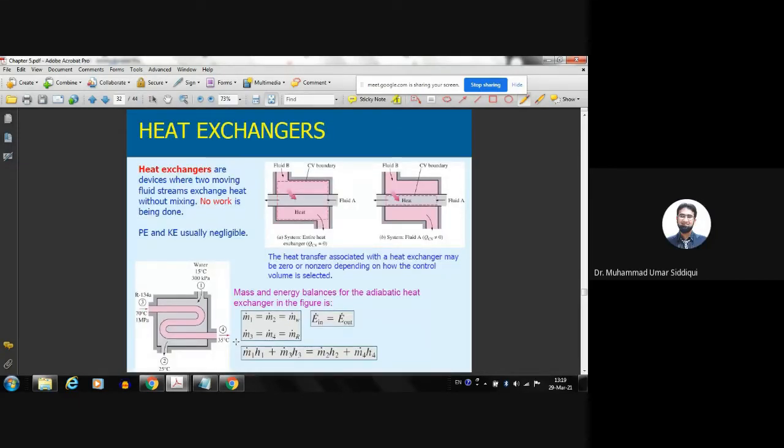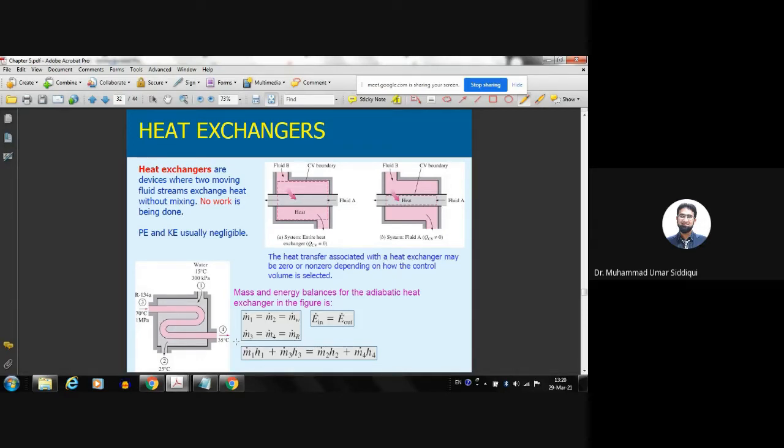Okay, the next thing is heat exchangers. Now let's discuss heat exchangers. First, let us discuss what a heat exchanger is. A heat exchanger is basically a device to exchange heat. Suppose I have one fluid which is hot and another fluid which is cold, and I want heat to be transferred from the hot fluid to the cold fluid. I don't want the two fluids to mix together. What I want is just the heat be transferred from the hot fluid to the cold fluid.